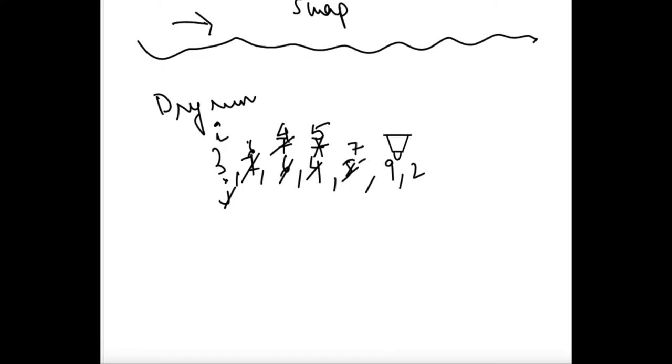Then 7 and 9 will be compared, which is okay. 7 is smaller than 9. Then J comes over here finally. 9 and 2, not okay. So 2 comes here and 9 goes here. Finally, as we can see, this was pass number 1.